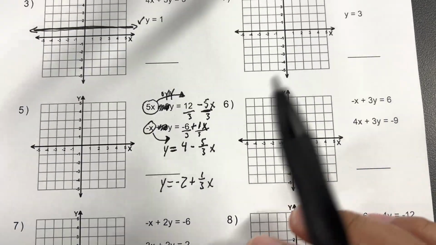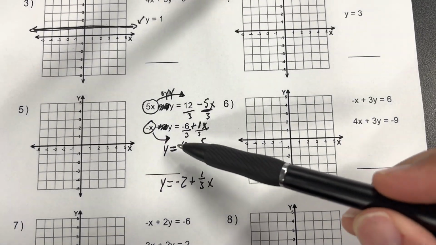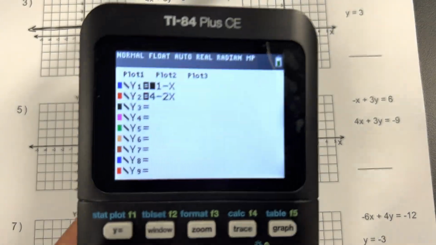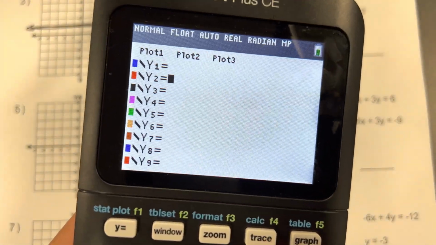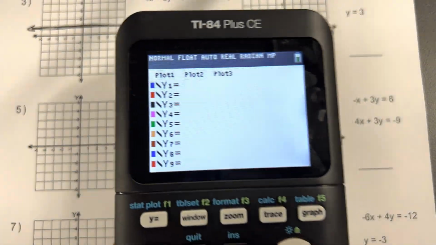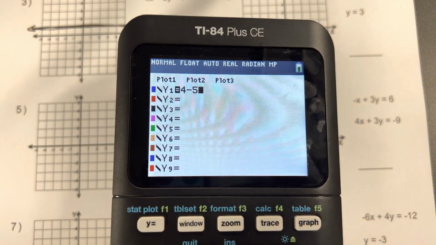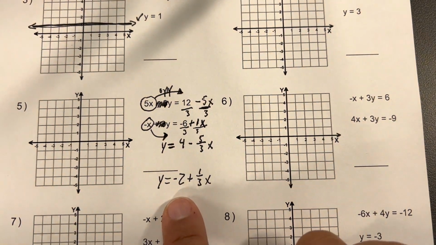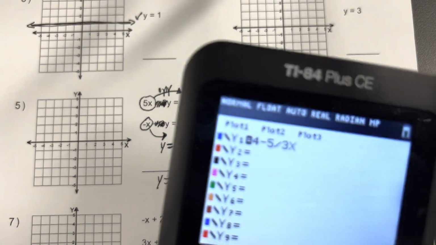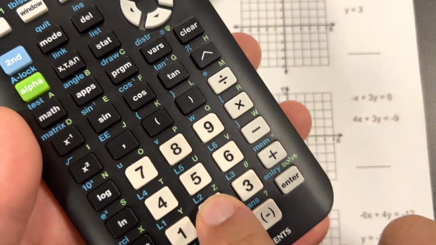Now from here, we're going to put it in the calculator because we're in the y equals form, right? We have a y equals button. That's why we put it like that. So let's type it in, 4, and then a minus sign, 5 divided by 3, x. Very basic. This is a negative, so you have to push this little key on the bottom, negative 2.